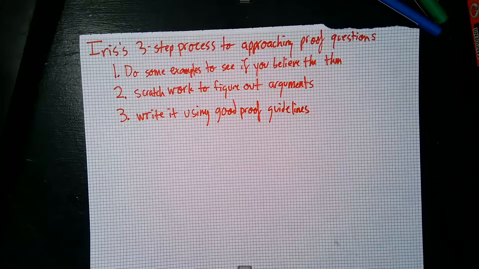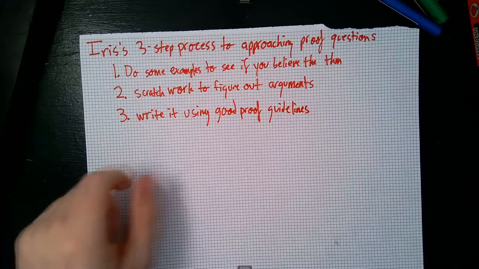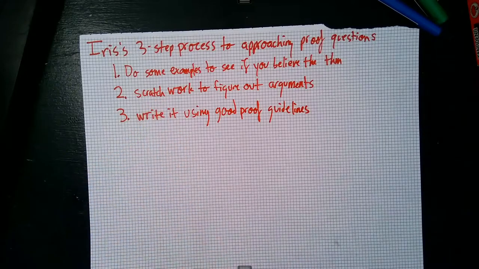Over my time taking a bunch of mathematics classes and eventually starting to teach mathematics classes, I've sort of developed a 3-step process to approaching proof questions. So the first step that I have listed here is do some examples to see if you believe in the theorem. So this is actually going to be really important.